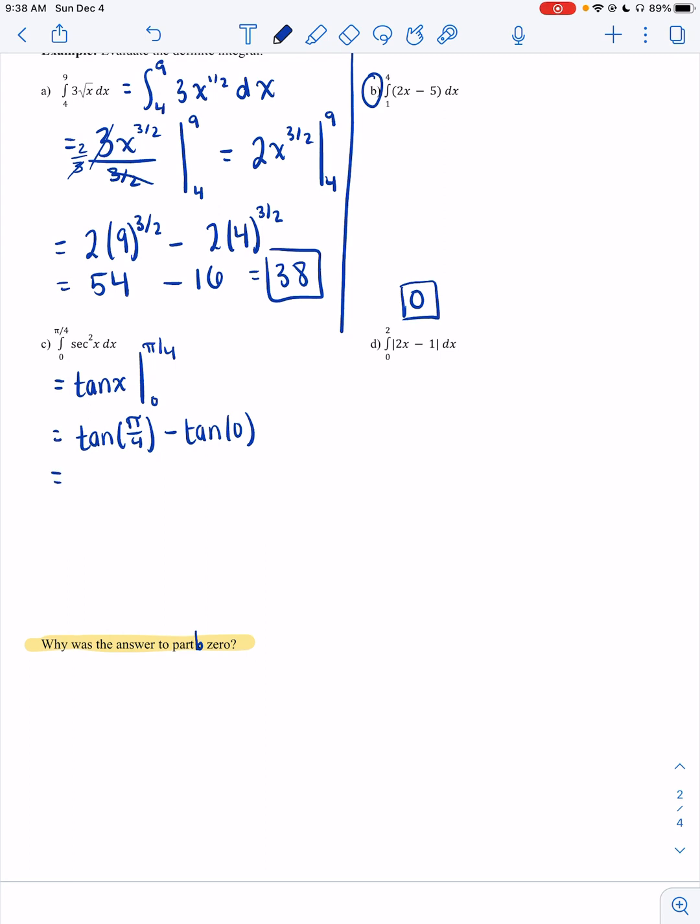Tangent of pi over 4 is 1. Tangent of 0 is 0. We get 1 as our final answer.